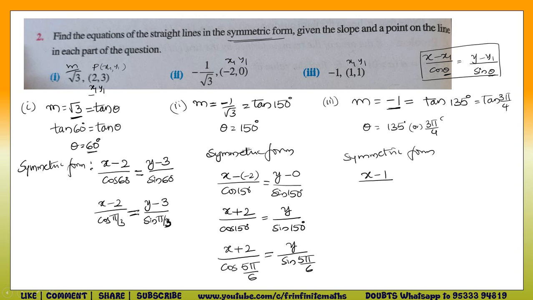x minus 1 by cos 135 degrees is equal to y minus 1 by sin 135 degrees. Or otherwise you can state it as x minus 1 by cos 3 pi by 4 is equal to y minus 1 by sin 3 pi by 4, right? So likewise you can represent any straight line equation in the form of a symmetric form, right? Next, moving on to one more question.